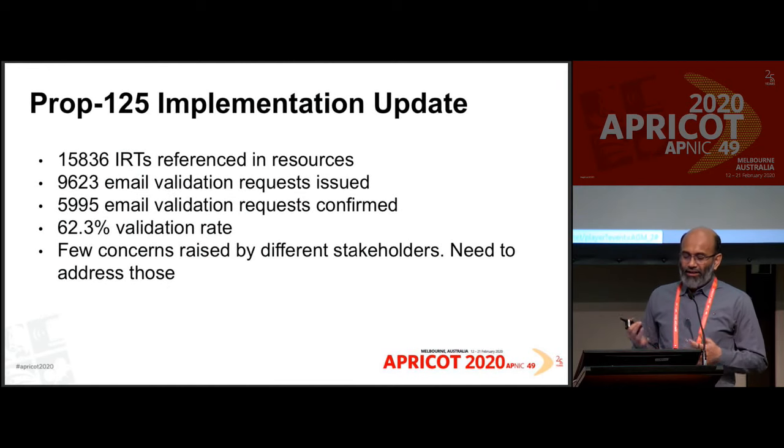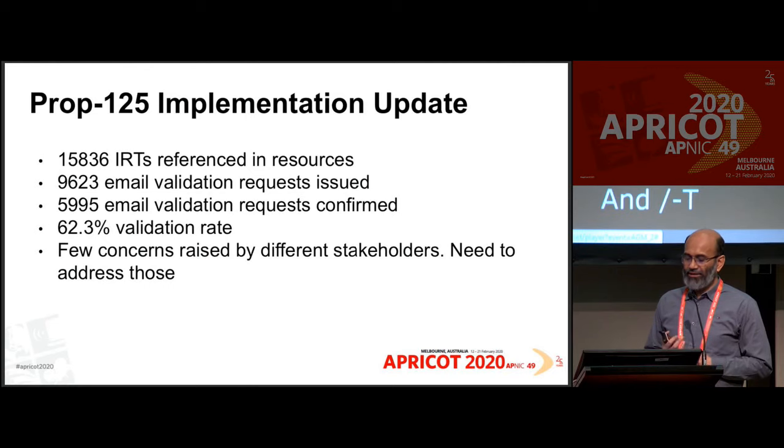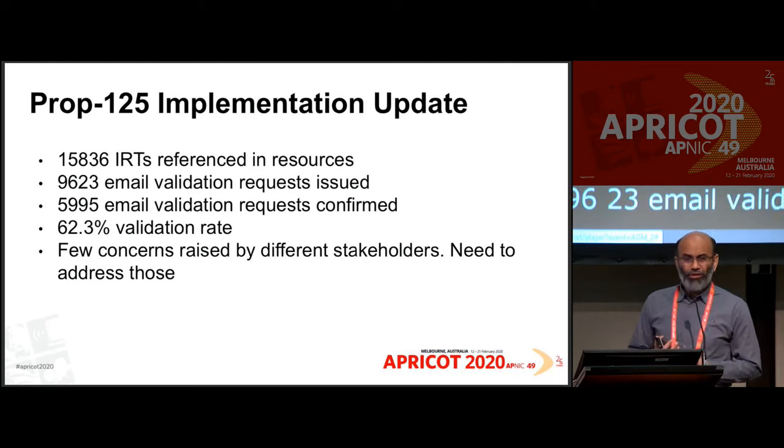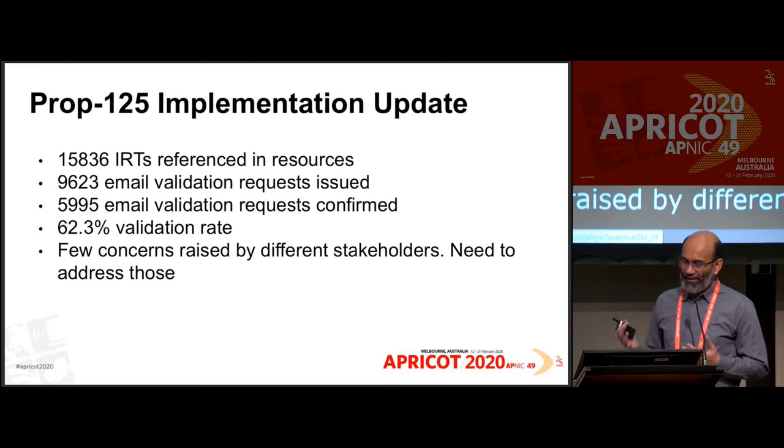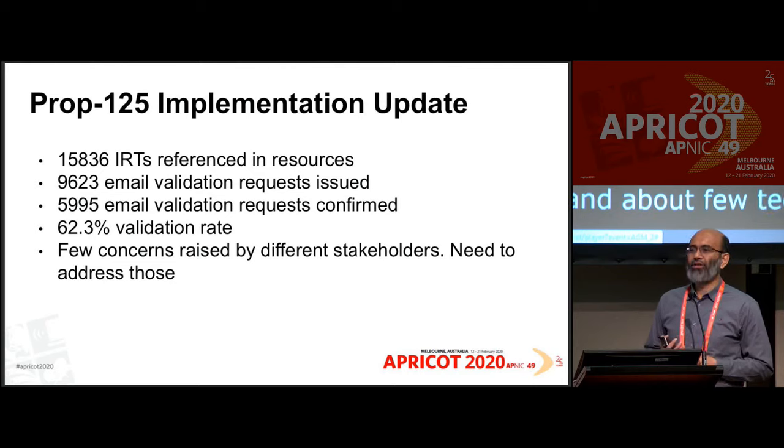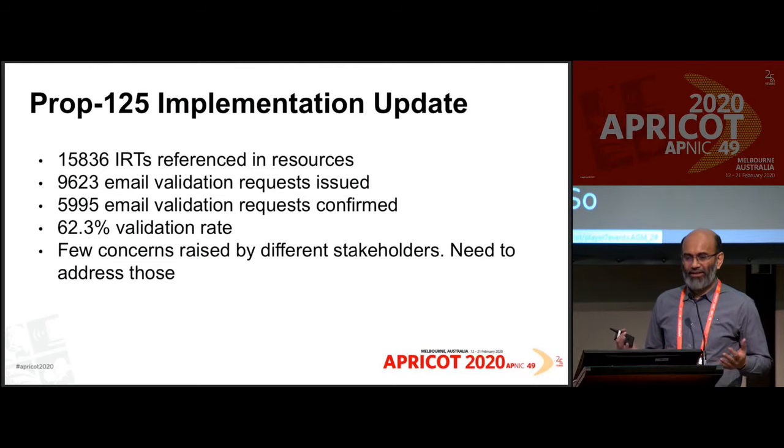And the Prop 125 is being implemented. So far, 15,836 IPs referenced in resources and 9,623 email validation requests issued, around 62.3% validation rate. There are a few concerns raised by different stakeholders about the interface and a few technical and operational issues. So we'll wait for the next 6 months and also improve the interfaces, and probably resolve those issues. We can see the update in the next meeting again.